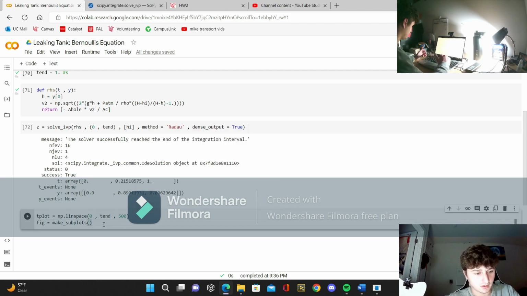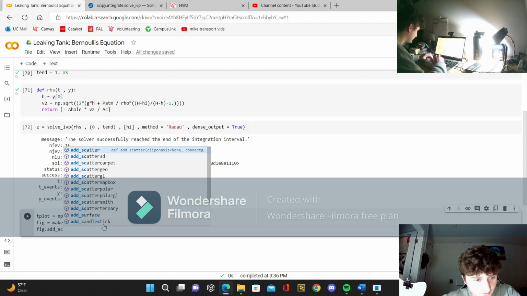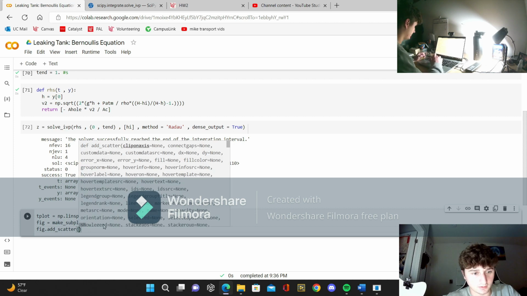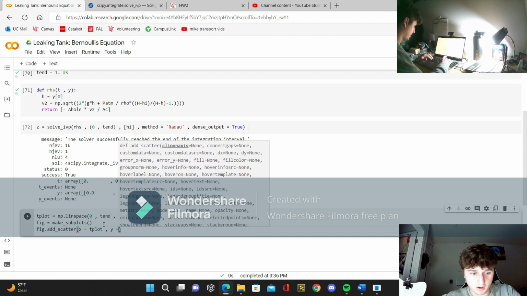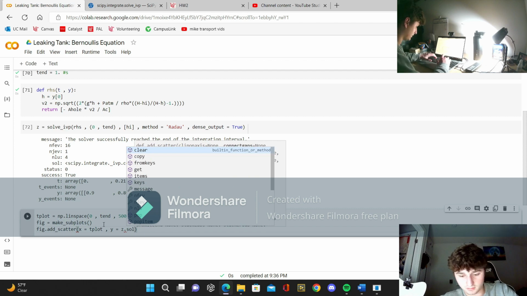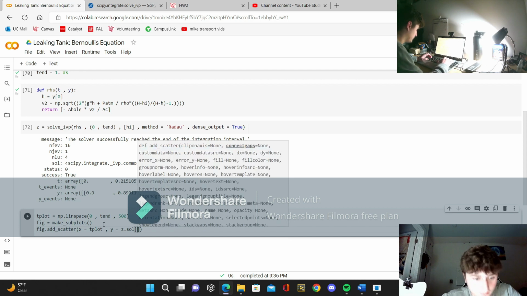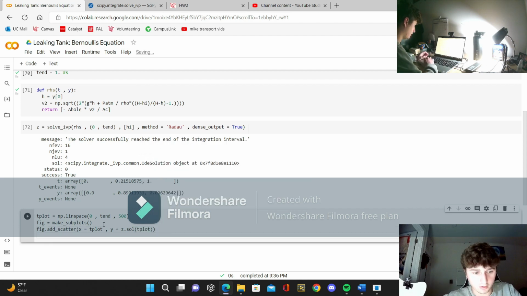Okay, so now we have fig equals make subplots. What we're going to do is go to fig.add, I believe it's add_scatter. It's not scatter plot. Yeah, fig.add_scatter. Now what are our supplies going to be? Oh man, there's a lot of them. So basically x is going to be equal to t_plot, and y is going to be equal to z.sol, I think it's z.sol, and we need to supply it with our t_plot. Okay, and I hope that worked. See, this stuff gets a little fishy for me, but either way.